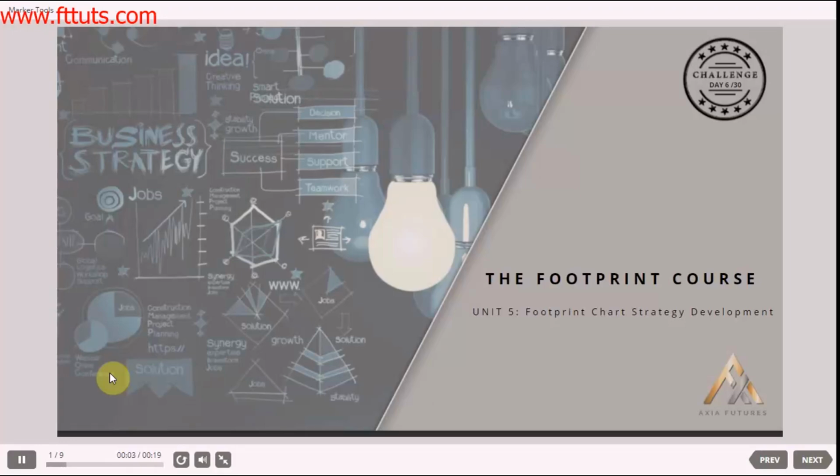Course, Unit 5, Footprint Chart Strategy Development. We're finally going to introduce the template to be utilized throughout Units 6 to 15. This is Challenge Day 6 of 30.